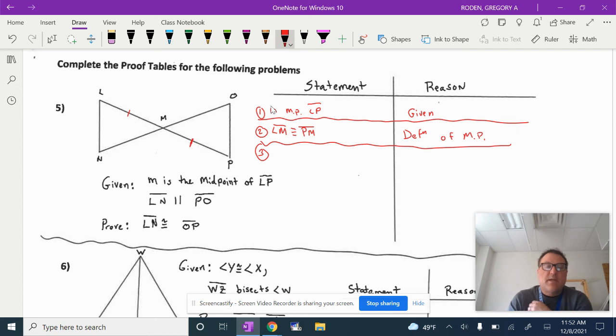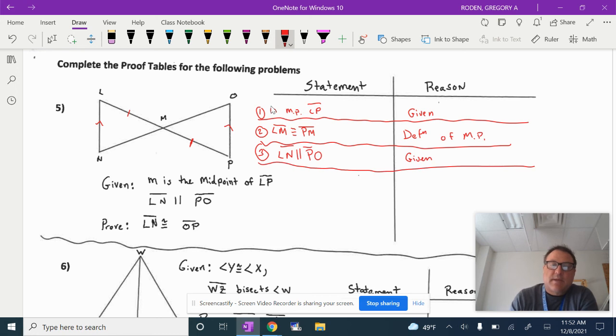The next thing I can say is LN is parallel to PO, and that's a given. So now what I can say after that is I can say two things. I could either say that angle L is congruent to angle P.